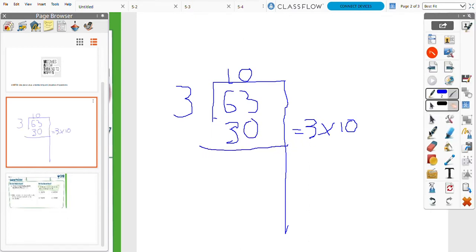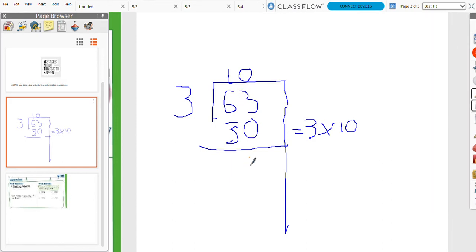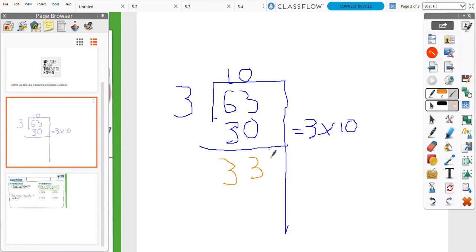So our next step will be looking at what's left over in that dividend. I'm going to do that one in orange so you can see the different steps. 3 minus 0 is 3. 6 minus 3 is 3. Right now, a lot of you might be screaming 11, 11, 11. I know 3 times 11 is 33. That's great. If you can't remember that fact, you can still use a different partial quotient.